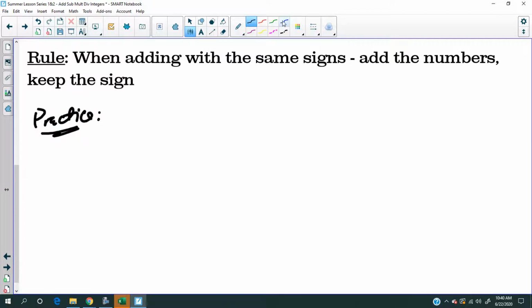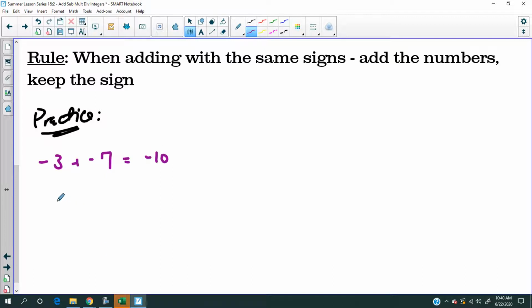Okay, so let's try these. So number one, now I'm gonna stay away from all the positive numbers, okay? Because that's no different than what you've been doing all your life. All right, what's negative 3 plus negative 7? Right, add the numbers, right? Same signs, right? Keep the sign, right?